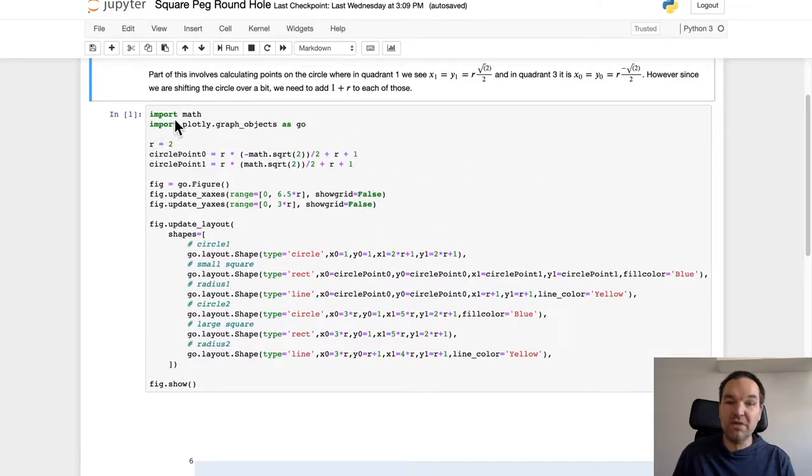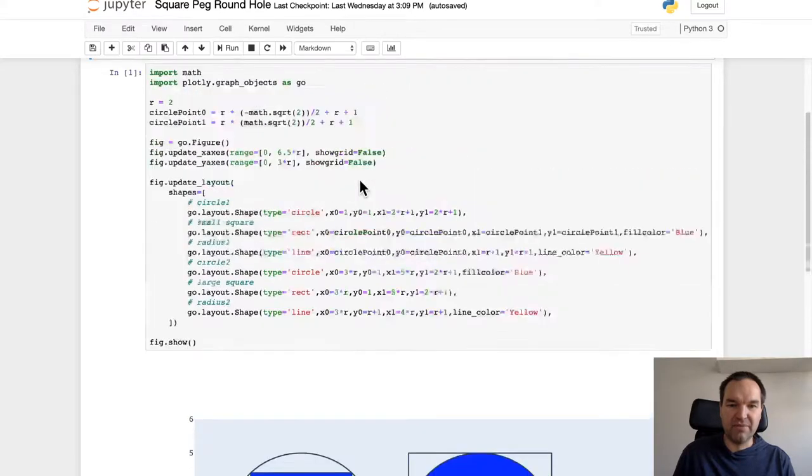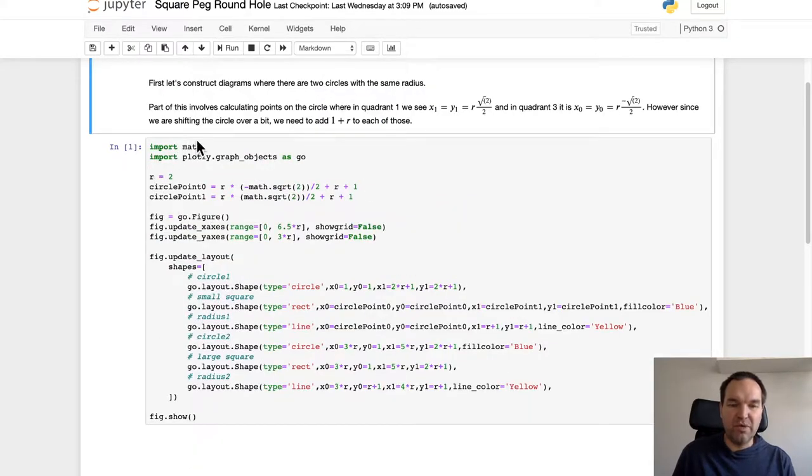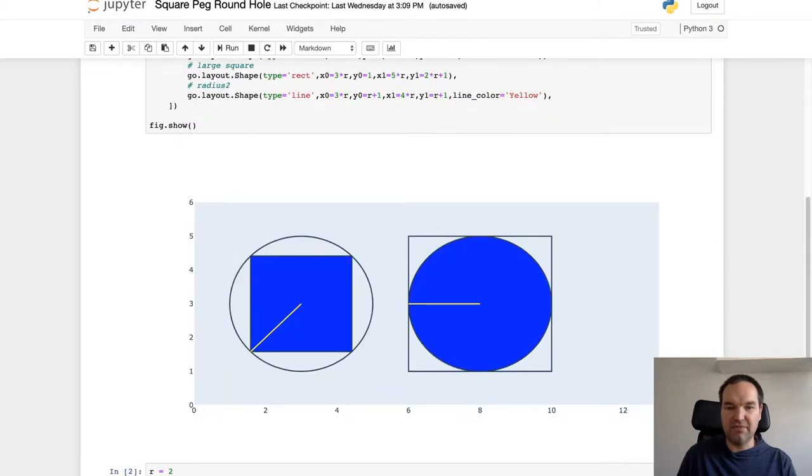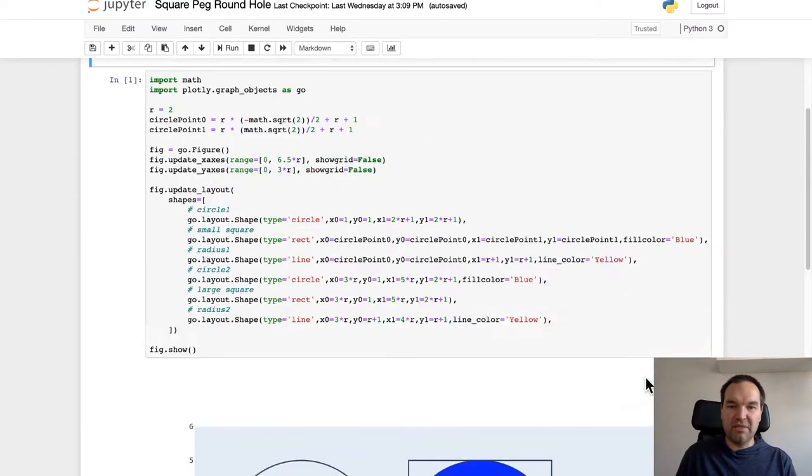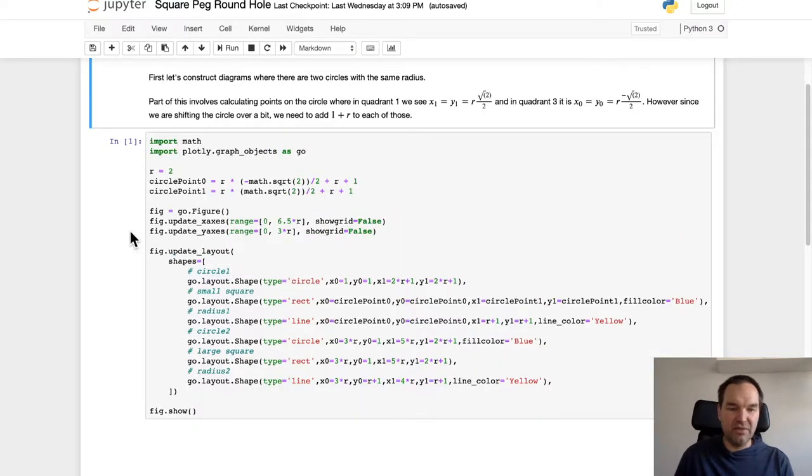The code to generate some graphs, first of all, there's the graphs. We're going to import a couple of libraries, set the radius to be 2, but it works with whatever radius. And there's the calculating some points on the circle that we'll need a little later. We'll start by declaring a figure and setting up some sizes for it. A little bit wider than it is tall.